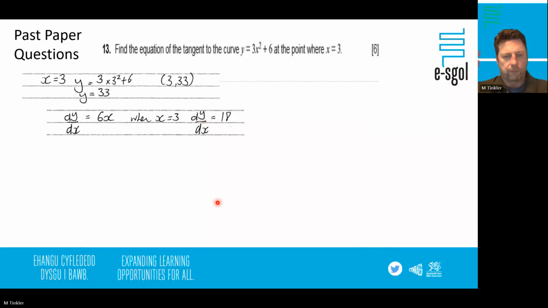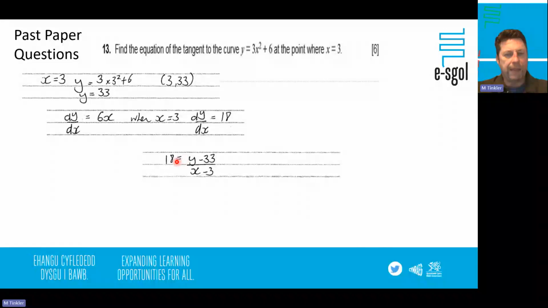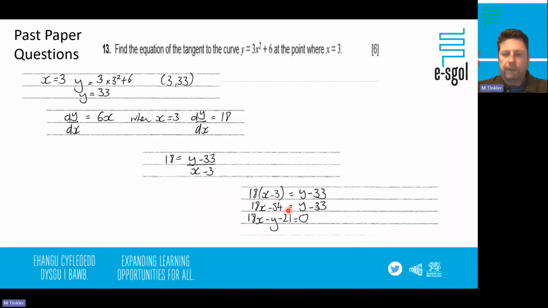Next thing. I now use the formula, m equals y minus y1 over x minus x1. This one's a little bit simpler because both these coordinates are positive. So 18 equals y minus 33 over x minus 3. Same thing. Next thing, I'm going to multiply both sides by x minus 3. And again, it's got to be in the format. Now, this question doesn't actually say it. Most of the questions do say in the format ax plus by plus c equals 0. So hopefully I got into the routine of doing that.